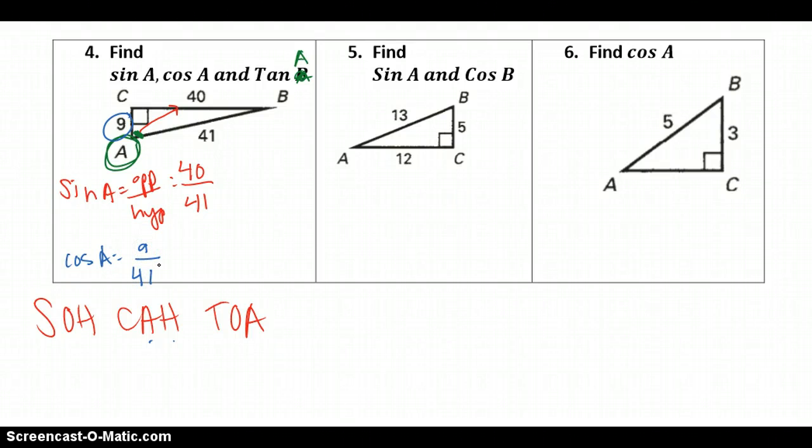And the tangent of angle A, again I just write that tan A, is the ratio of TOA, the opposite side over the adjacent side. So the opposite side we said was 40, and the adjacent side is 9. So you should get 3 different ratios for the sine, cosine, and tangent of that angle A in this triangle, since all the sides are different lengths.